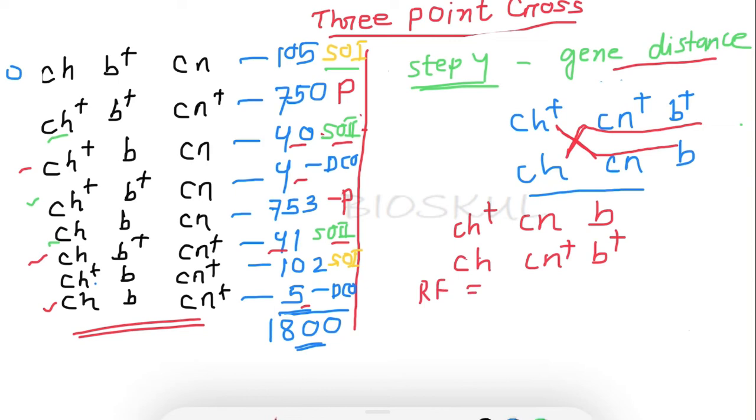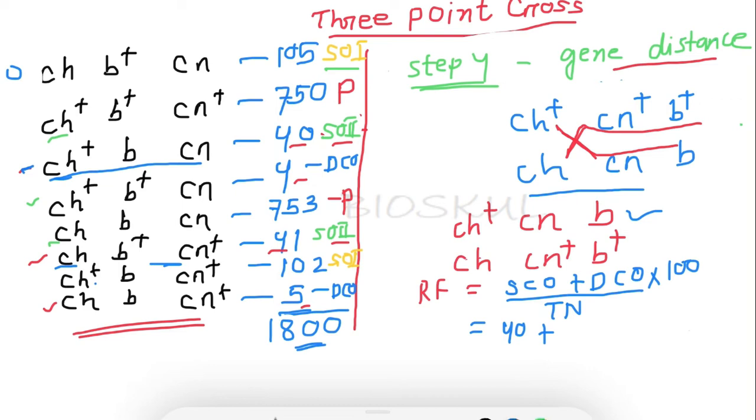So how can you calculate the recombination frequency? Recombination frequency is equal to single crossover plus double crossover divided by total number, multiplied by 100. The single crossover, that is CH plus CN B, is 40, plus CH CN plus B plus, 41, and the double crossover is 4 and 5, that is 9, divided by the total number 1800, multiplied by 100. So it will be 5%. The recombination frequency is represented by percentage, 5%.